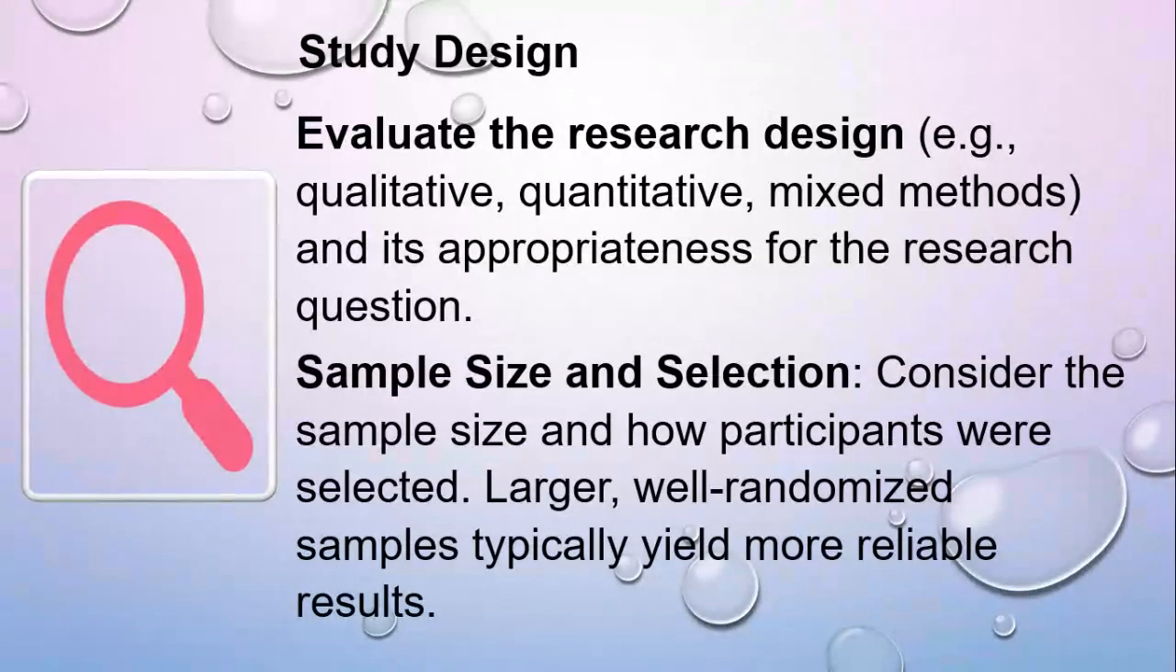And also, when I look at this study, I look at the sample size and the selection criteria of subjects, and how the participants were selected. Normally, larger, well randomized samples typically yield more reliable results. So I have to think about this criteria for choosing or validating my resource. I have to look at these two points.